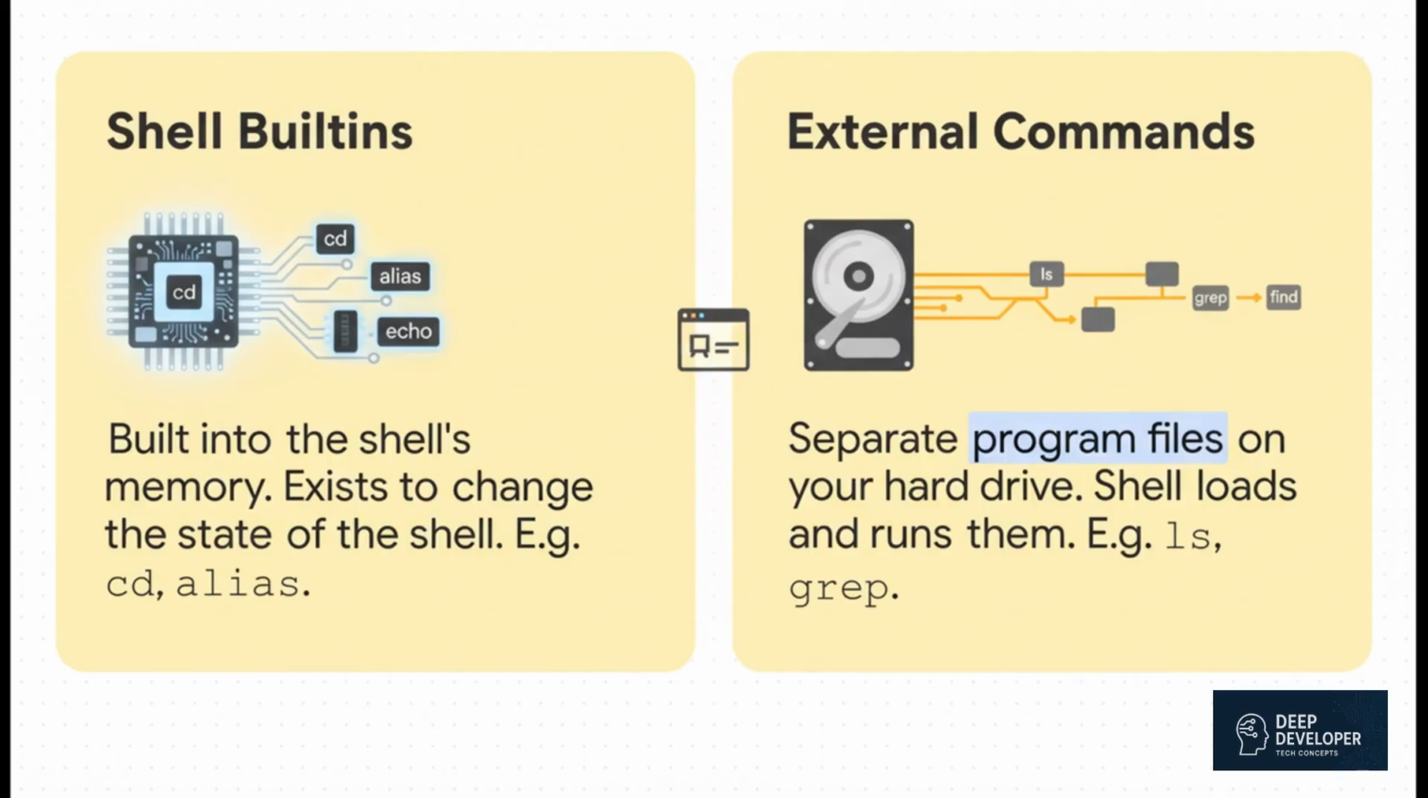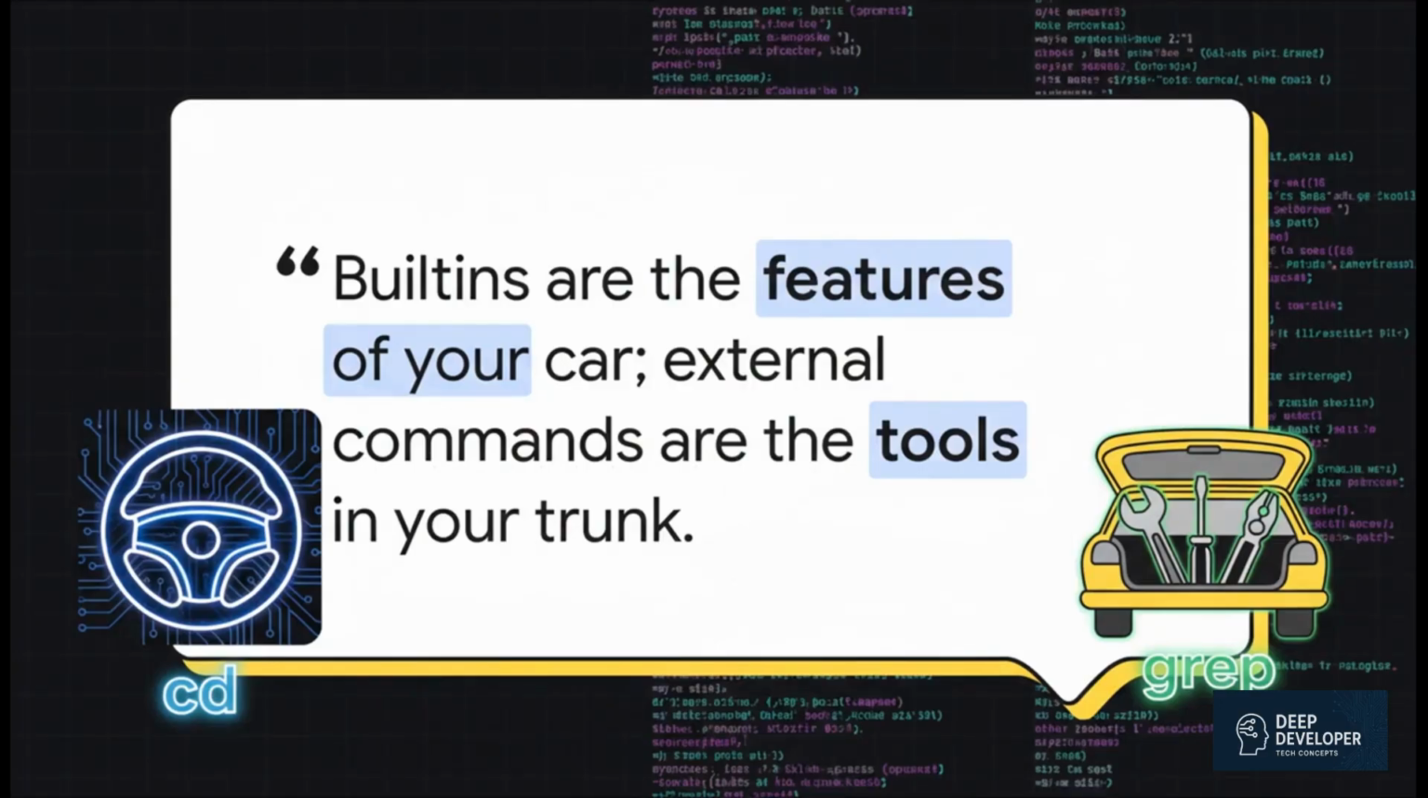Then on the right, you have external commands. These are just separate programs, actual files sitting on your disk, like ls or git. The shell finds them, runs them, and when they're done, they're done. And honestly, this analogy just nails it. Built-ins like cd are like the steering wheel of your car. It has to be part of the car to work, right? You can't have some separate program change the directory you're currently in. But external commands, like grep, that's like a wrench in the trunk. You take it out, you use it for a very specific job, and then you put it back.